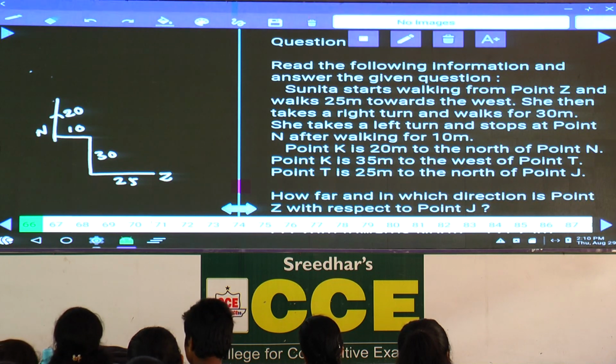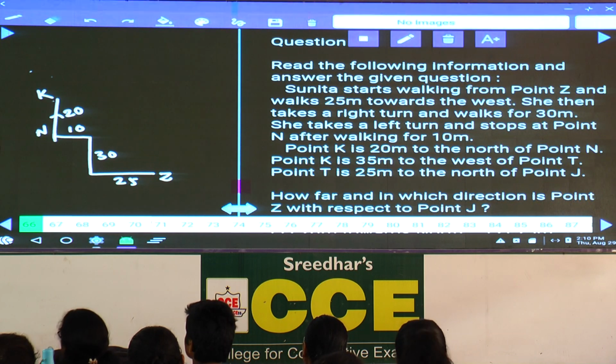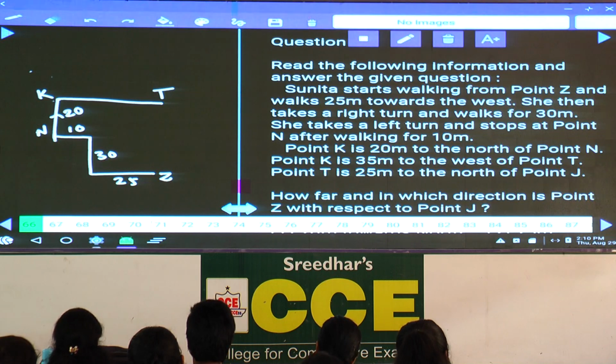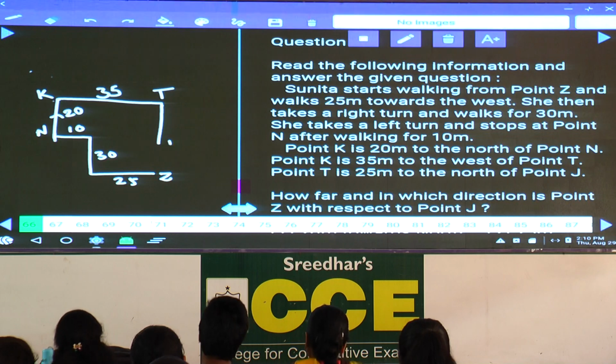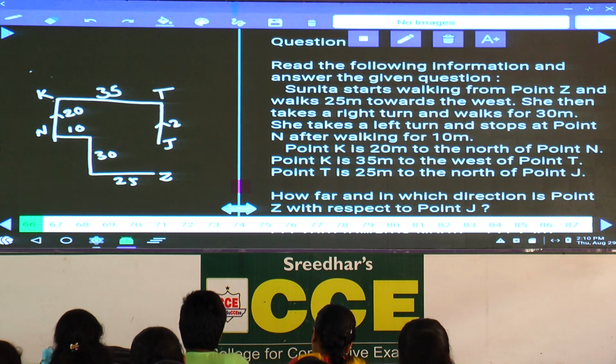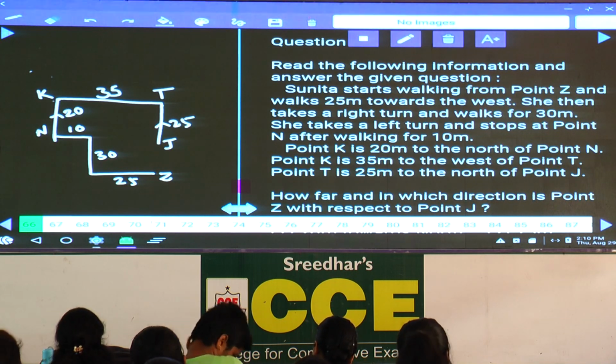And K is 35 meters to the west of T. K is 20 meters to the north of N. K is 35 meters to the west of T. 35 meters to the west of T means Z and T must be on a vertical straight line, because the total distance is 35 meters. And T is 25 meters to the north of Z. Now the distance is 25. This is the information we have.